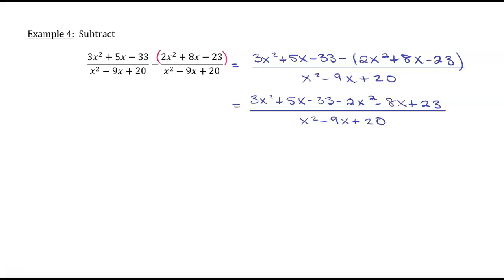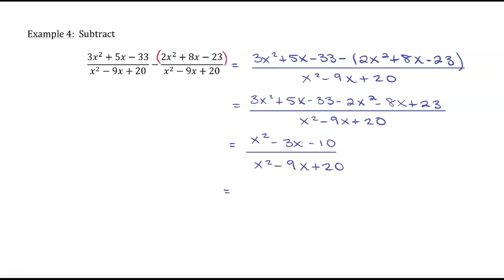Combining like terms, we have a 3x squared and a negative 2x squared, which combine for a total of 1x squared. We have a positive 5x and a negative 8x for a total of negative 3x. And we have a negative 33 and a positive 23, which have a total of negative 10. Now that we've simplified the numerator completely, we will factor the numerator and the denominator and look for common factors.